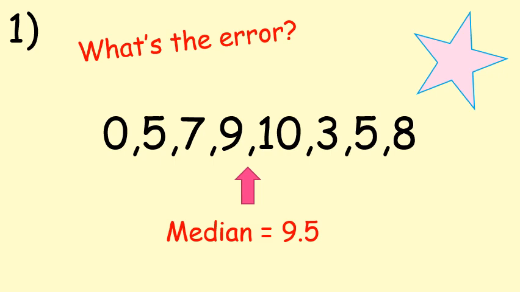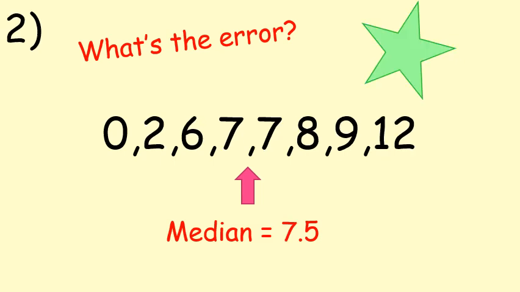If you were going to do that, then you would get a different number for your median. So if you put the numbers in order of smallest to biggest, you would get 0, 3, 5, 5, 7, 8, 9 and 10. That would mean the 2 middle numbers are 5 and 7. If you add them together and divide them by 2, you get a median of 6. So 9.5 is wrong because the list is not in order of smallest to biggest.